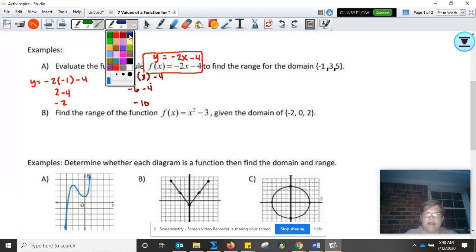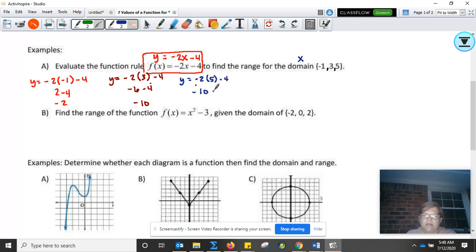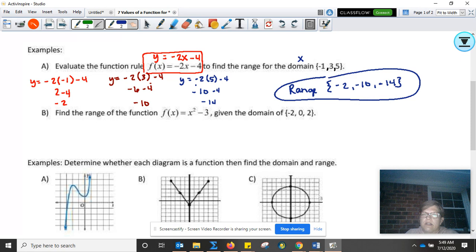And then now for when x is 5, when the domain, because domain are your x values. So now we have y equals negative 2 times 5 minus 4. Negative 10 minus 4, negative 14. So the range, when the domain is negative 1, 3, and 5, your range is going to be negative 2, negative 10, and negative 14. And that's all you do. You just plug it in.